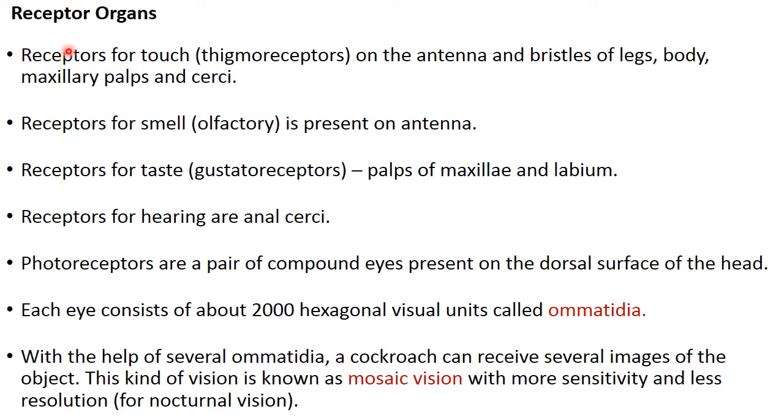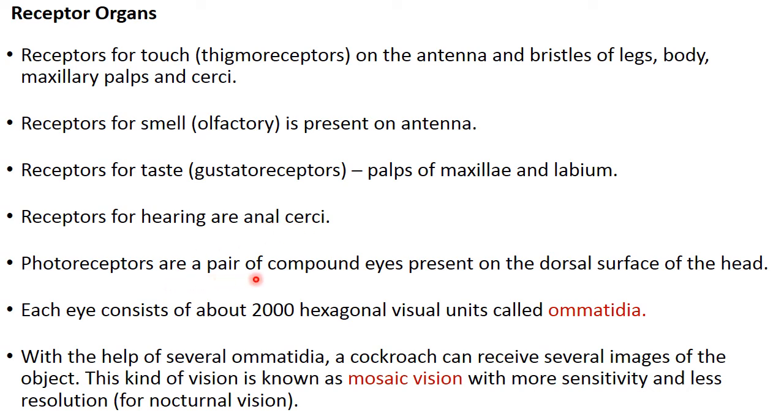The sense organs: it has receptors for touch, which are called thigmoreceptors. कहाँ पे present है? Antenna पे है, bristles of the legs, bodies, maxillary palps and cerci. Smell कहाँ पे है? On the antenna. Taste के receptors कहाँ पे है? That is palps, maxillary palps or labial palps, labium पे. Receptors for hearing are the anal cerci.